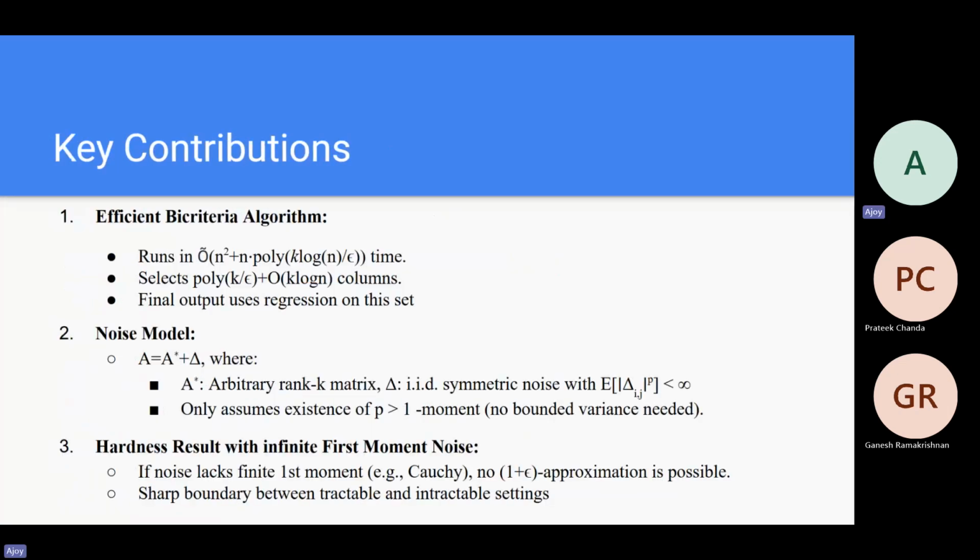So what are the key contributions of this paper? It runs effectively, achieving a time complexity of order n squared plus n poly k log n over epsilon. It outputs using L1 regression. Here is a noise model where A is the matrix, A star is the matrix with true values, and delta is the noise. Finally, using the L1 norm, we are achieving an approximation of 1 plus epsilon.